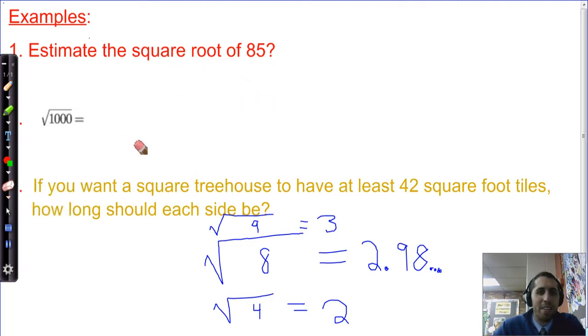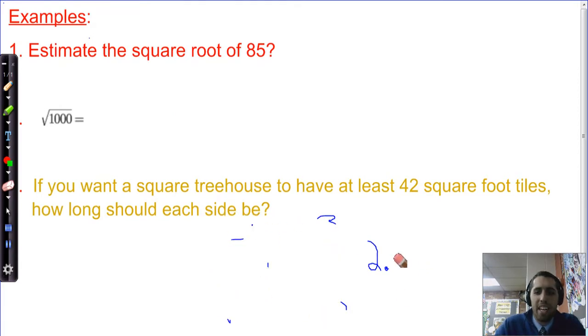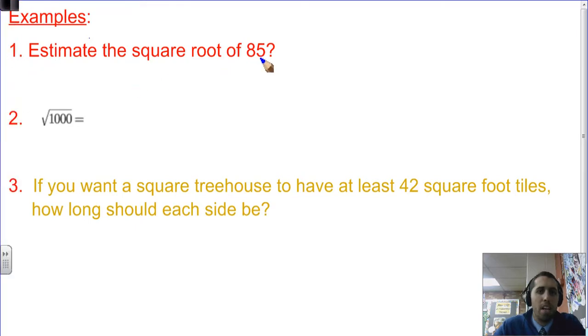Okay, so here we go. The first one, estimate the square root of 85. So if we're going to estimate, we're going to tell what two whole numbers it is between, and maybe we'll tell which it's closer to. So the square root of 85 is in the radical, and let's think. That's not a perfect square, so it doesn't come out perfectly because I don't know any number that times itself equals 85, but I do know some numbers nearby.